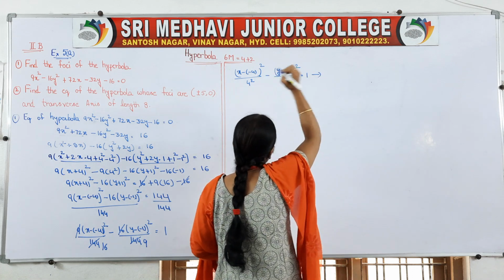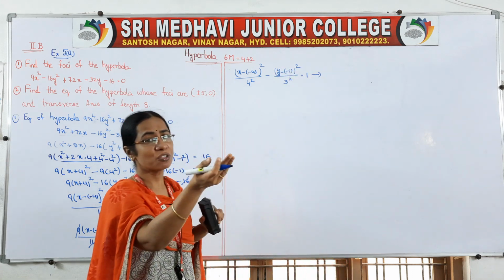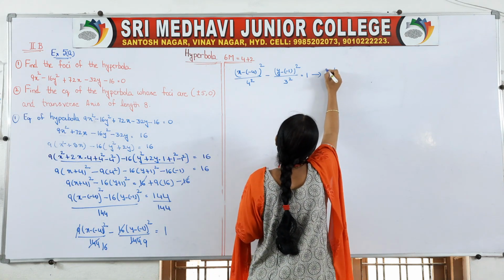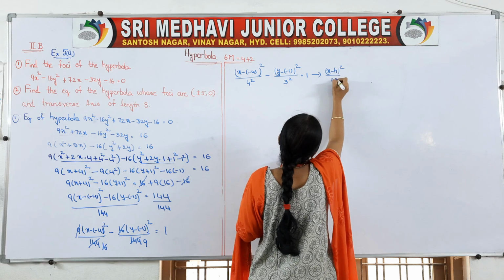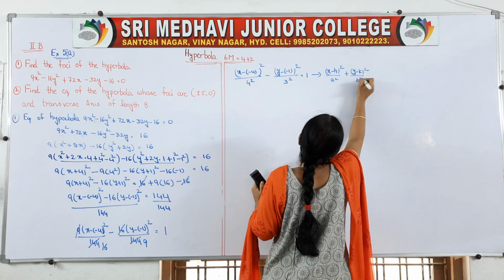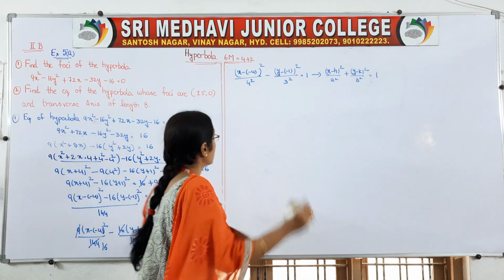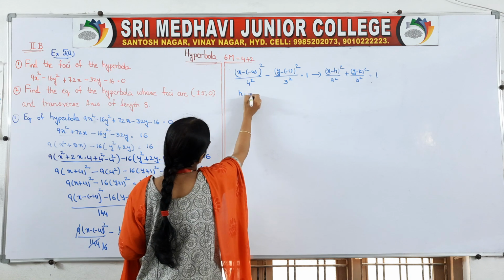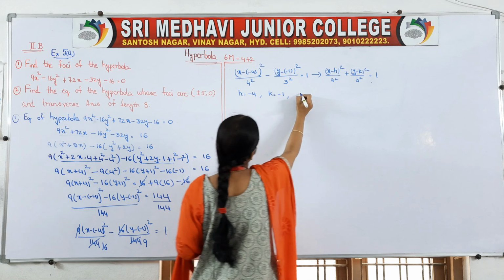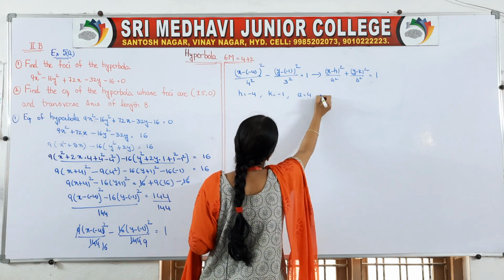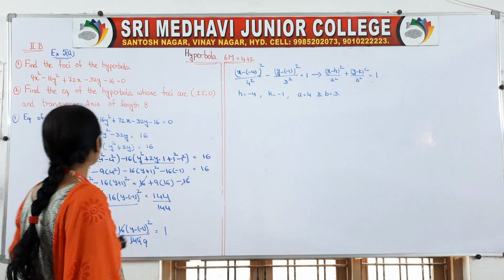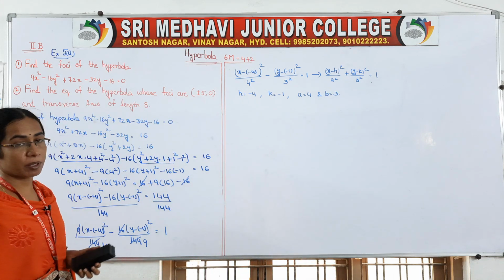So now this is exactly in which form? Third form. You can compare it. Which one? (x minus h) whole square by a square plus (y minus k) whole square by b square is equal to 1. So what is your h then? h is equal to minus 4 and k is equal to minus 1, a is equal to 4 and b is equal to 3. Okay, so the question is to find the foci of the hyperbola.